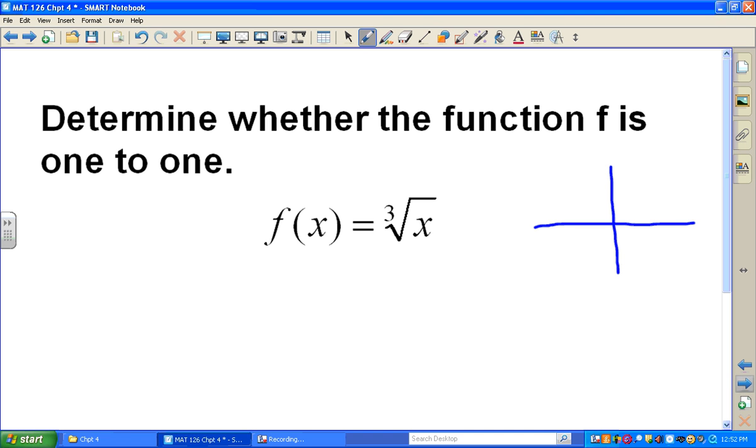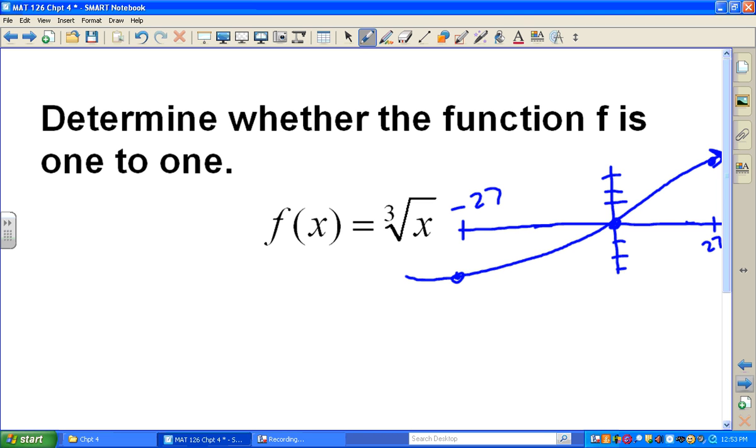First of all, at 0 it's going across. What's the cube root of negative 27? Negative 3. And then the cube root of 0 is 0, and the cube root of 27 is 3. So I think the function is always going to look like this. So it's always going to be increasing. Yeah, it makes sense. F of x is always increasing.